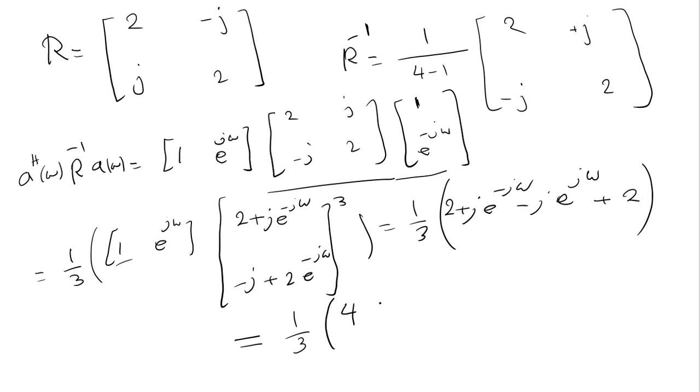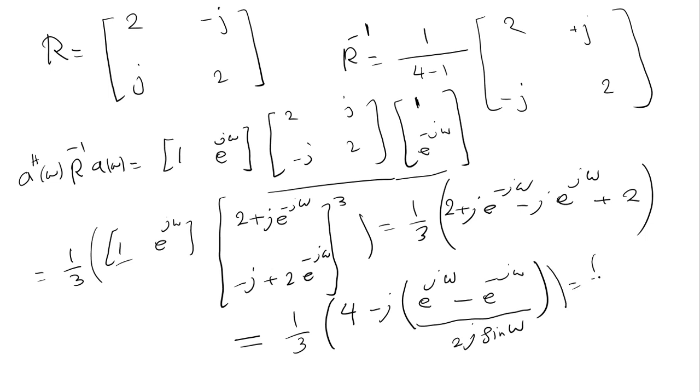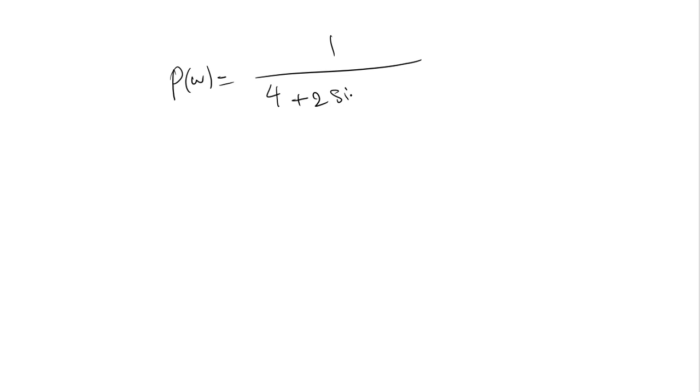plus minus j e^{j omega} minus e^{-j omega}, which is 2j sin omega, and this is equal to 4 plus 2 sin omega.